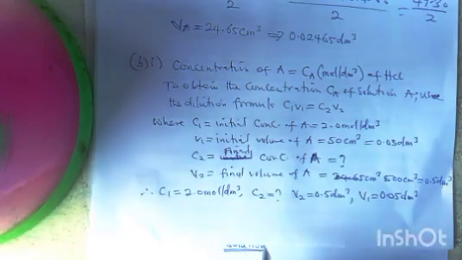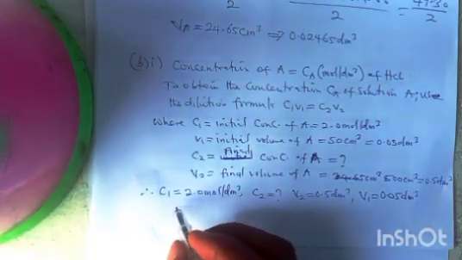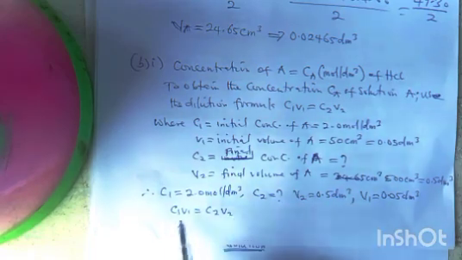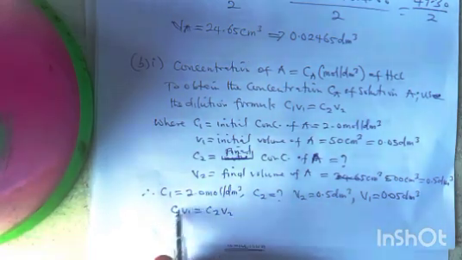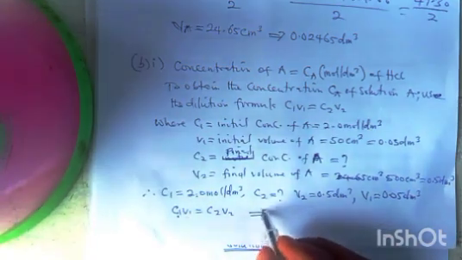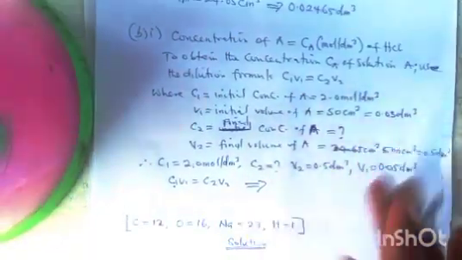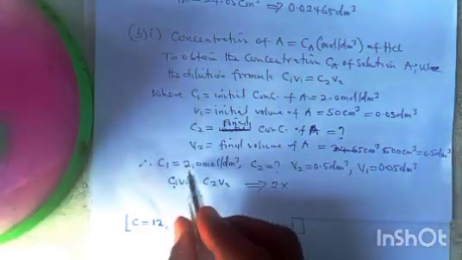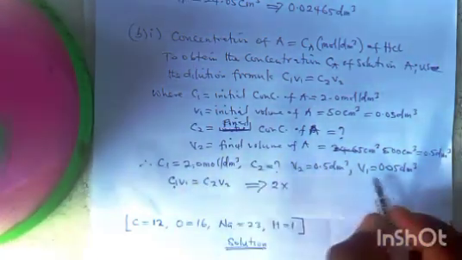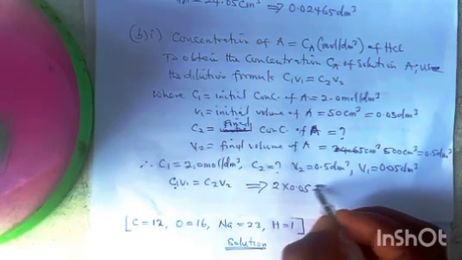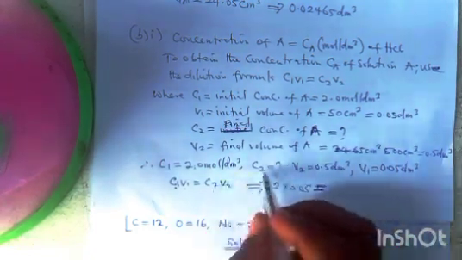At that process, we now bring the formula back: C1V1 is equal to C2V2. Anywhere you see C1, you put this value. Anywhere you see V1, you put this value. Therefore, it is equivalent to 2 times V1, 0.05, is equal to C2. Our C2 is not given.